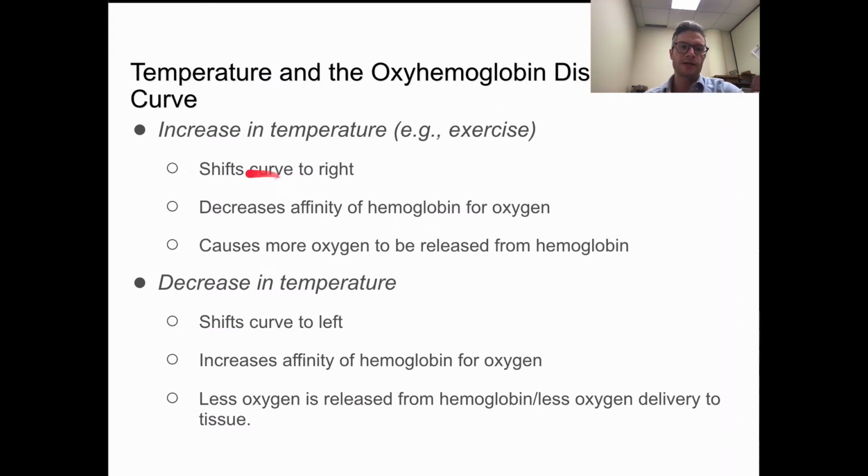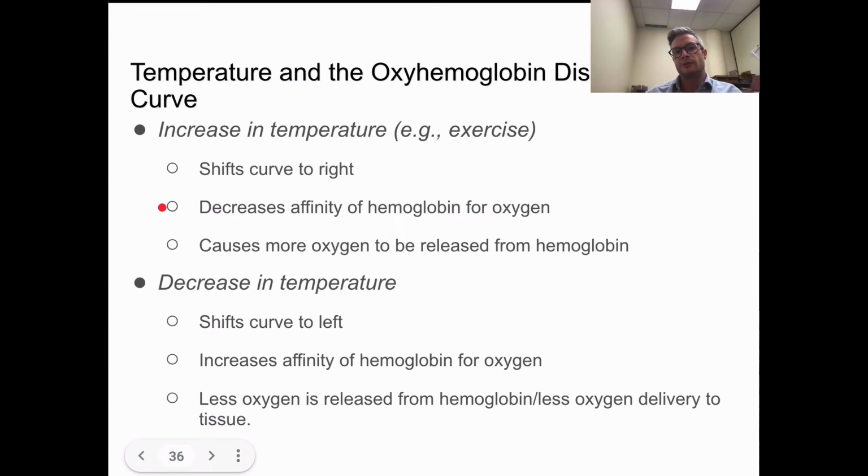So the first way here is an increase in temperature. When we work out or exercise, our skeletal muscles produce heat energy as a byproduct of exercising. And what happens is it leads to a shift to the right with our oxyhemoglobin curve. We'll take a look at what that means in a moment, okay? But just hold that in the back of your mind for now.